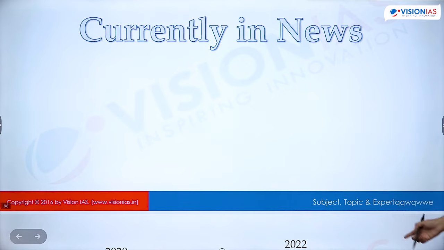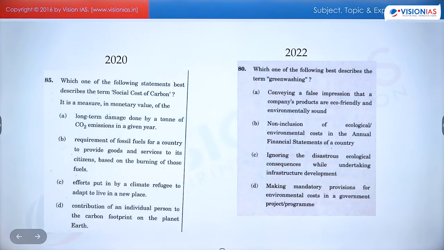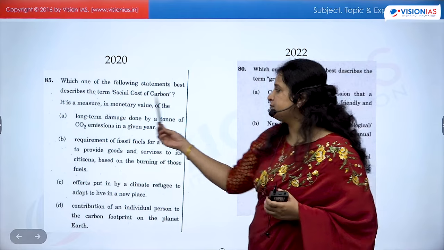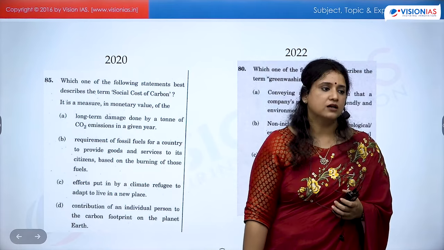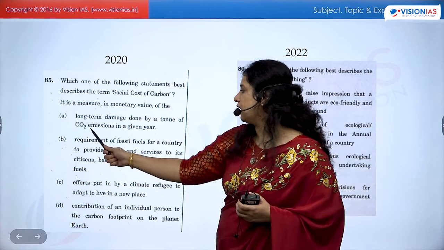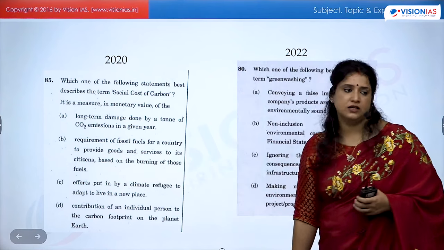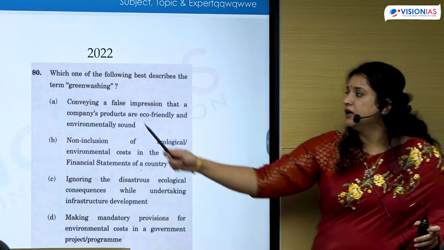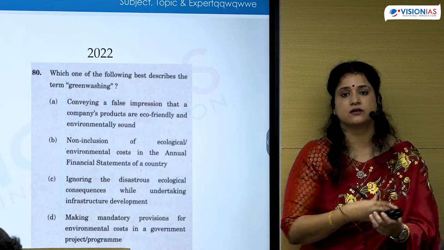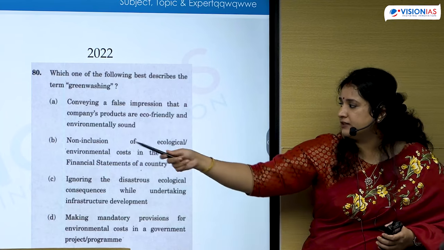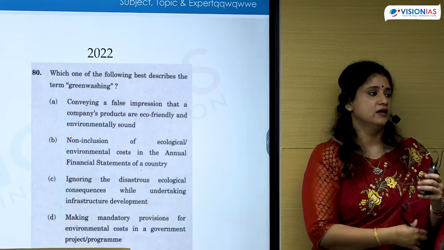Okay. Things that have been in the news or are currently in the news, news-based questions. So, for example, which of the following statements best describes the term social cost of carbon? That means it is the long-term damage done by a ton of carbon emissions in a given year. Ye term news mein aayi hai frequently, and that is why there was a question. If you see this question, which one of the following best describes the term greenwashing? Ye to ab bhi bahut news mein aata hai. What is greenwashing? Creating a false impression that a company's products are eco-friendly and environmentally sound.